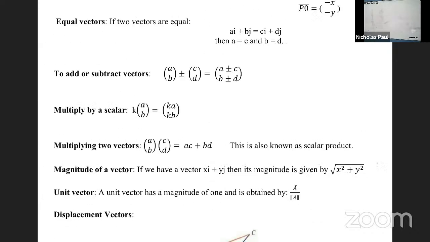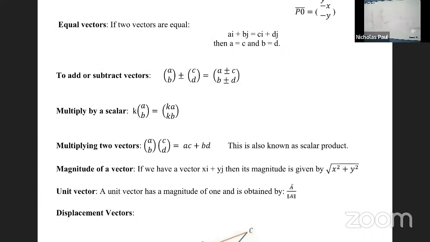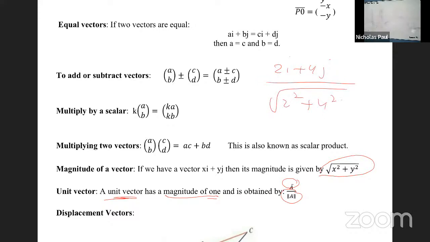Next thing we need to remember is how to find magnitude. For magnitude, you square root the x value squared plus the y value squared. A unit vector has a magnitude of 1, so it's the vector over its magnitude. So if you have the vector 2i plus 4j, the unit vector is 2i plus 4j divided by its magnitude, the square root of 2 squared plus 4 squared. That's the way you find a unit vector.